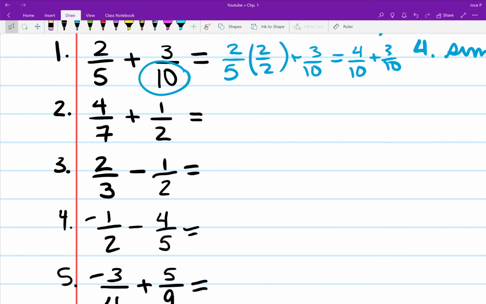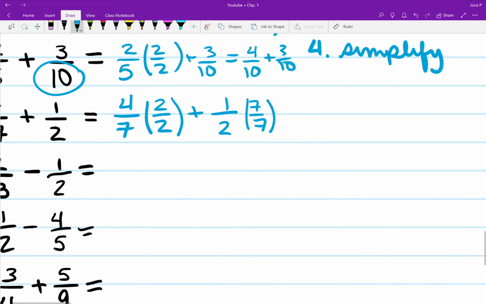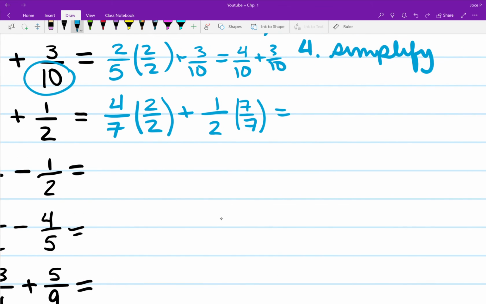Next one. We have 4/7 plus 1/2. What's the common denominator here? Well, we need the LCM to be 14. So we're going to have to multiply this part by 2 over 2. Then we're going to have to multiply this part by 7 over 7. Then we have the new fractions of 8 over 14 and another new fraction of 7 over 14. Add straight across, we get 15. Keep the denominator 14. 15 over 14.